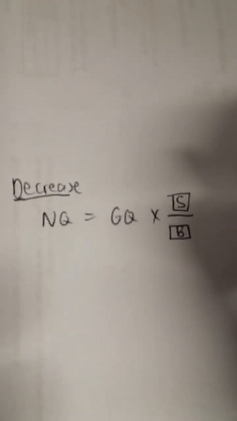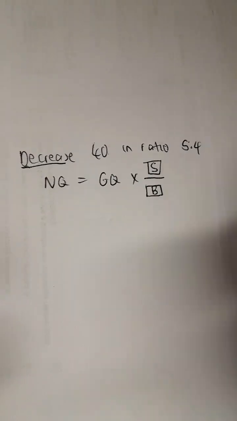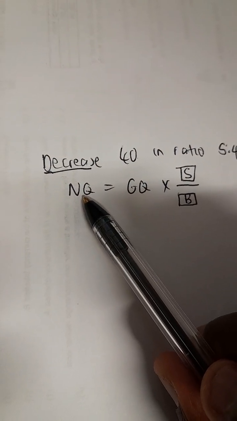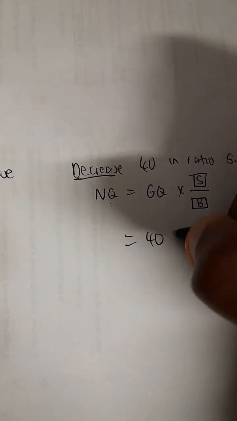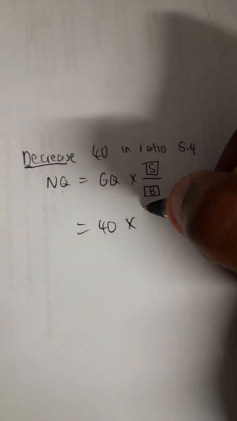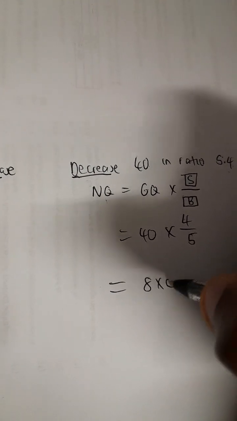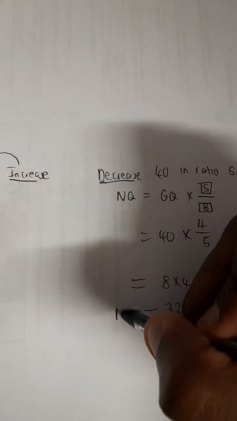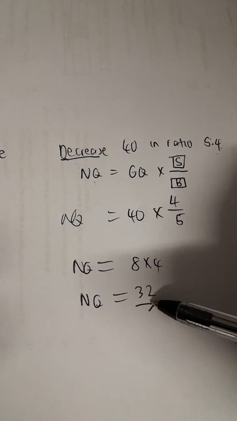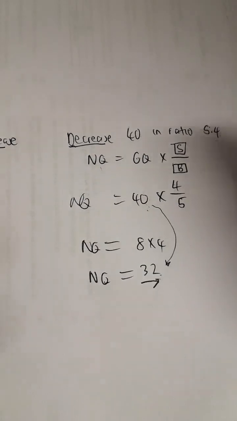But like I said, had the question said decrease 40 in the ratio, I'm just going to check it out, I know it was not asked, but had the question said decrease 40 in the ratio 5:4, we take the given quantity, which is 40, multiplied by the fraction. Now the ratio is 5:4, but the small number this time will be at the top, the big number at the bottom. Then we'd have 8 times 4, which is 32. So you can see that the new quantity is smaller than the old quantity. So what did we do? We did decrease 40 to become 32.